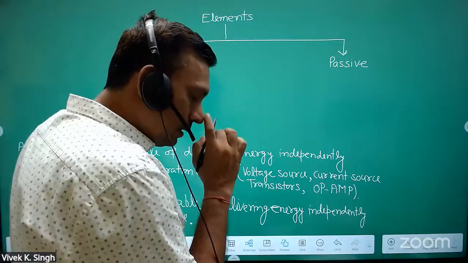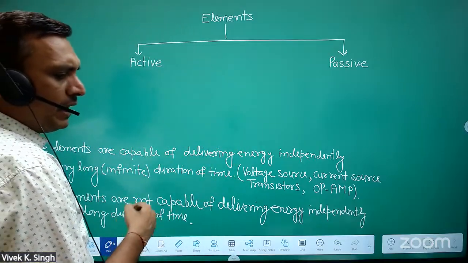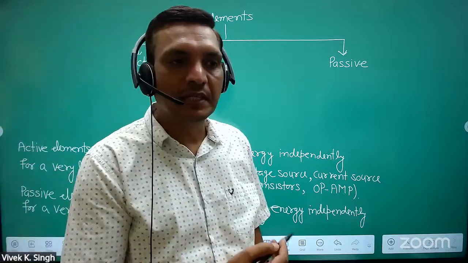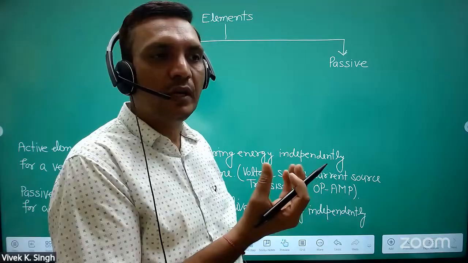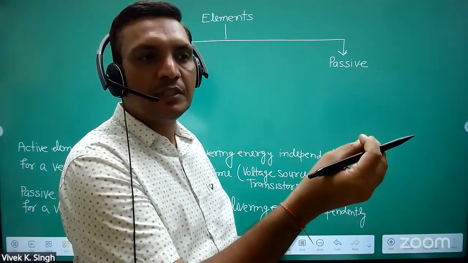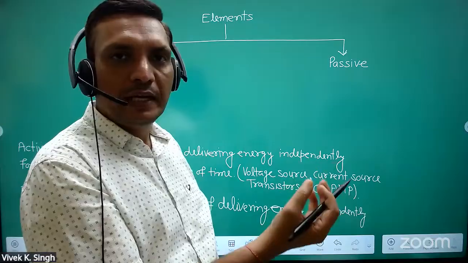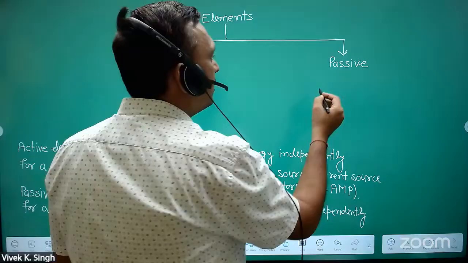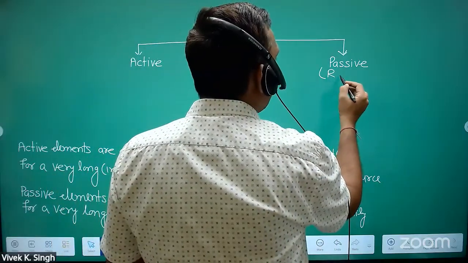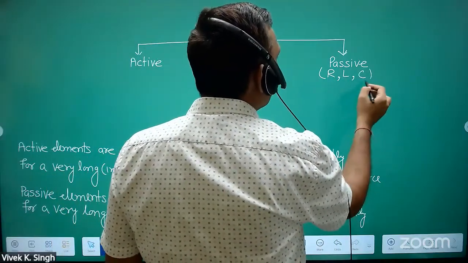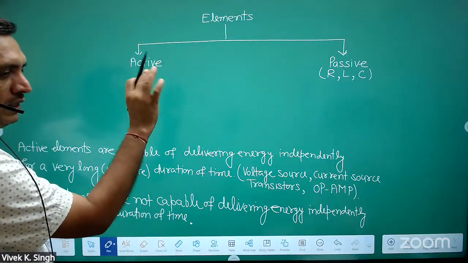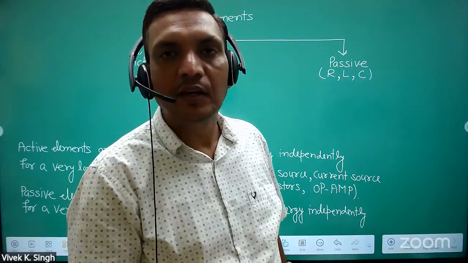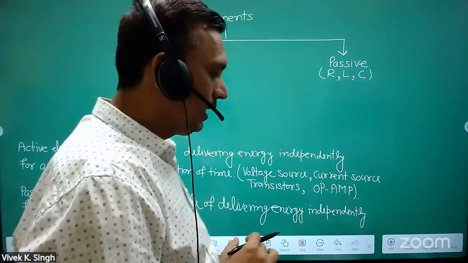So they may not deliver, or if they deliver, they will deliver for finite time. For example, if you have a capacitor with some initial voltage, during some time that capacitor will be discharged. Or if you have an inductor that stores some energy, it may discharge. So passive elements are R, L, and C. We will talk about only these elements. In a circuit, we have either active elements or passive elements. ठीक है?